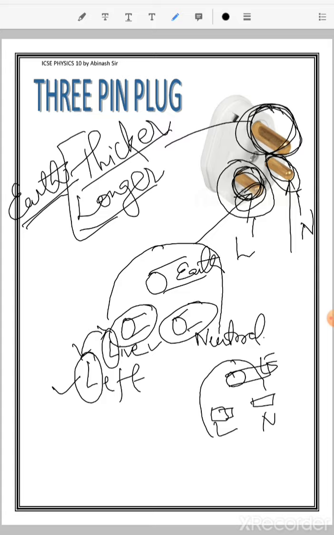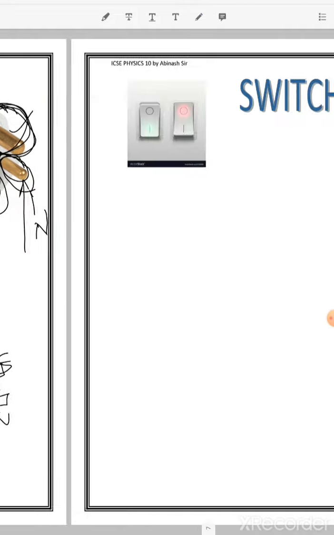Now it is made thicker so that this earth pin does not enter the socket or the hole which is meant for live. Are you getting my point? Let me show you the socket.